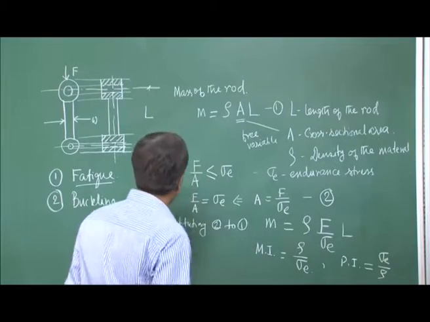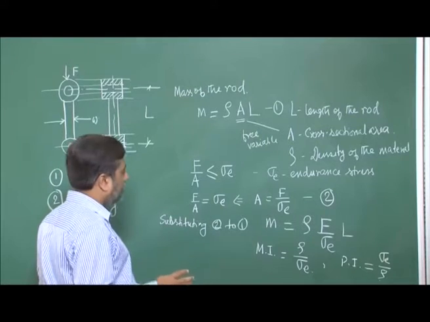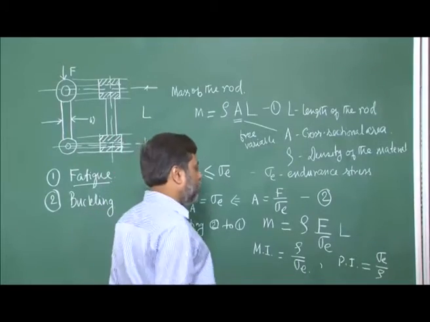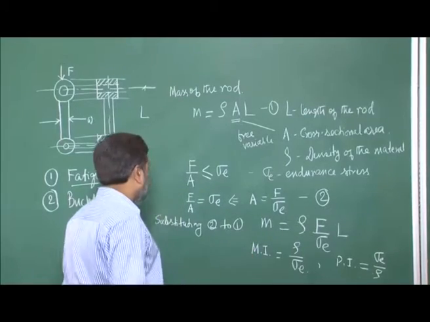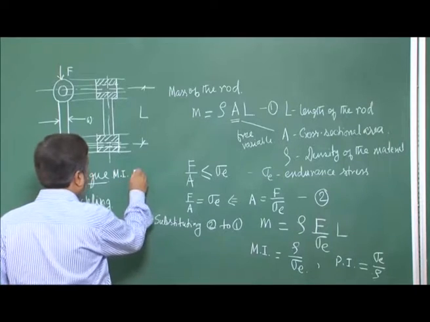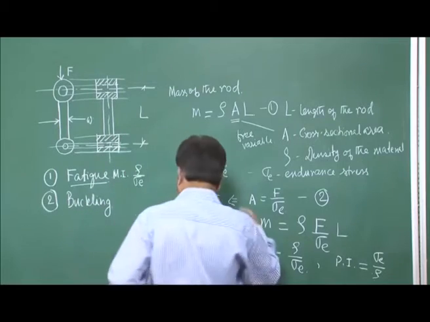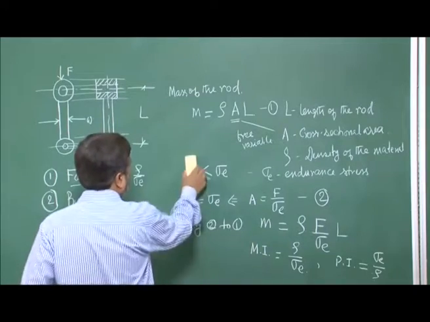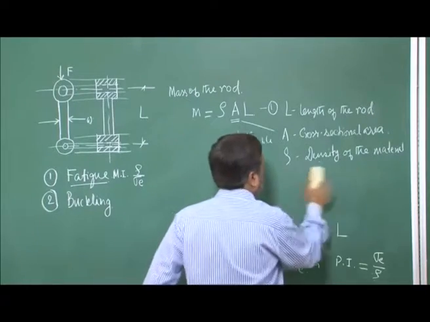In other words, from the fatigue point of view, if you want to choose a particular material, then your sigma E should be as high as possible and density should be as low as possible. That is what should be your choice. So I can write the Mi here, which we have just found, that is rho over sigma E. And then let us move to the second constraint, that is buckling. So let us erase this part now and think of the buckling.